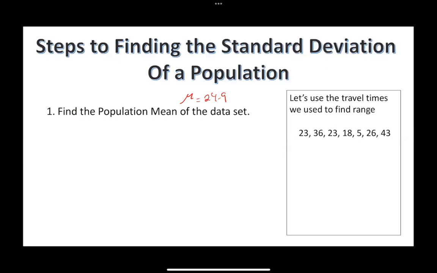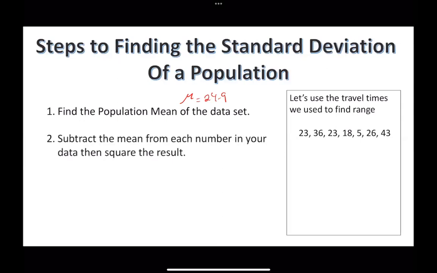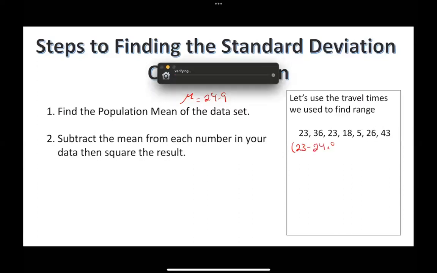Next step is to subtract the mean from each number in your data set and then square the result. So I'm just going to do that right under the numbers. And then after that, we're going to end up adding them all together, but let's just do this one at a time. So I have 23 minus 24.9, and then square that result. Equals 3.61. I have 36 minus 24.9 squared.